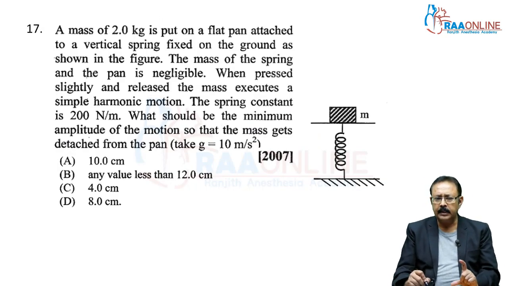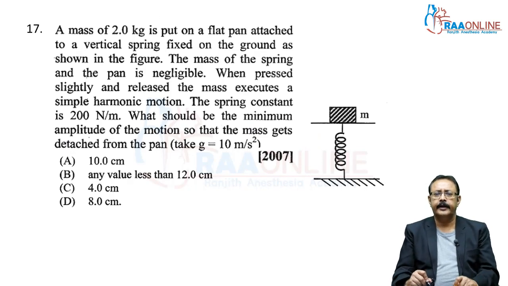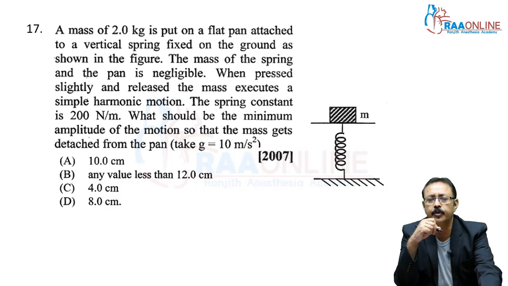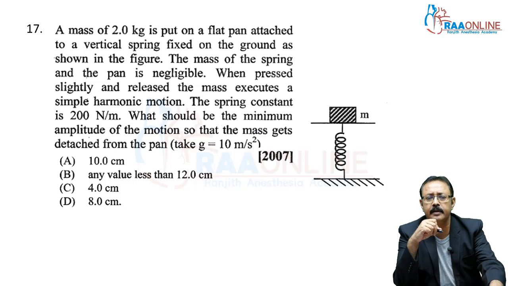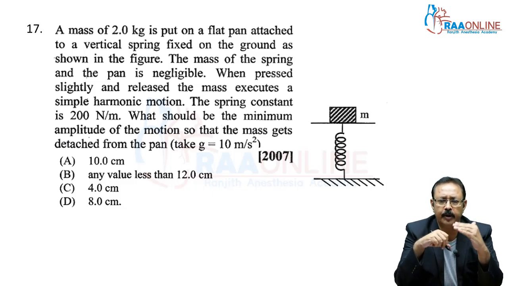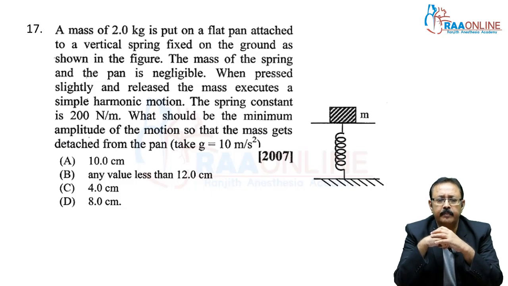Next, a mass of 2 kg is put on a flat pan attached to a vertical spring fixed on the ground, as shown in the figure. The mass of the spring and the pan is negligible. When pressed slightly and released, the mass executes simple harmonic motion. The spring constant is 200 Newton per meter. What should be the minimum amplitude of the motion so that the mass gets detached from the pan?